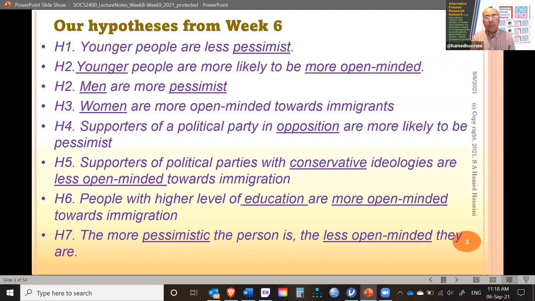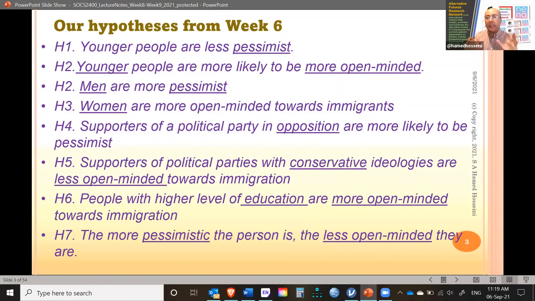And then you may remember, these are my lazy hypotheses. Younger people are less pessimistic, younger people are more likely to be open-minded, men are more pessimistic, women are more open-minded, supporters of political parties with conservative ideologies are less open-minded, and so on and so forth. As you can see, each one of these hypotheses is connecting one variable to another. The one that depends on the other is called the dependent variable, and the one that explains it is called independent. For instance, when you say younger people are less pessimistic, pessimism depends on age. So pessimism is the dependent variable, and age is the independent variable.